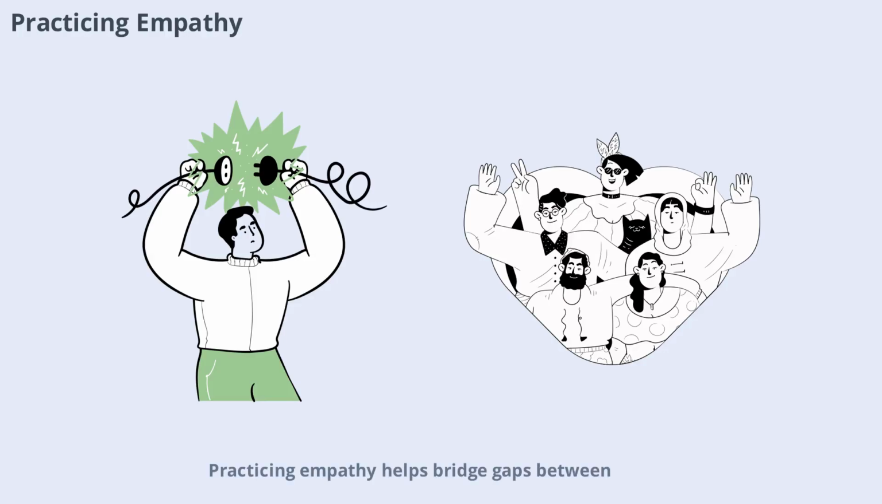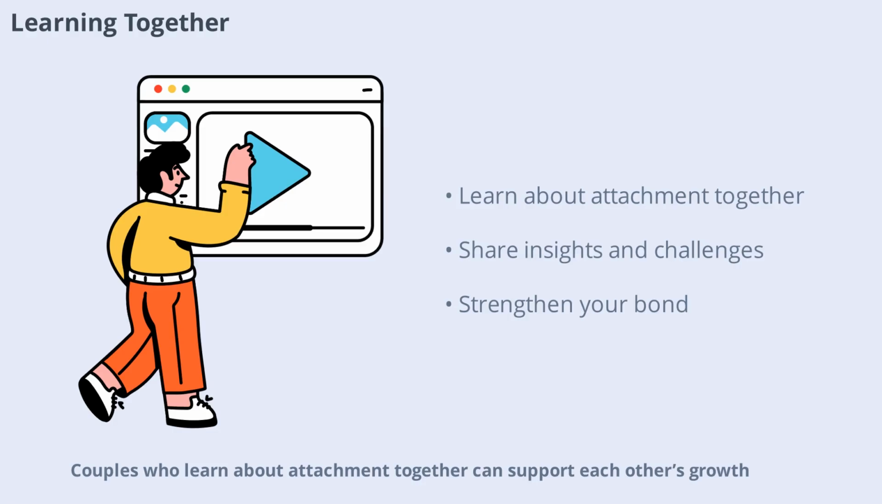Practicing empathy helps bridge gaps between different attachment styles and fosters deeper connection. It's a skill that can be developed with intention and practice. Couples who learn about attachment together can support each other's growth. By sharing insights and discussing challenges, they create a team approach to building a healthier relationship. This shared journey strengthens their bond and deepens mutual understanding.